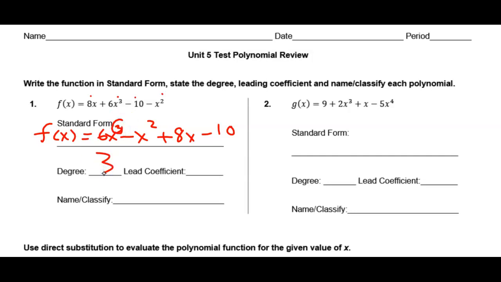Okay, and then the leading coefficient right here is 6. So we can name and classify it. If the highest power is 3, that's going to be cubic. And there are 1, 2, 3, 4 terms. That's a polynomial.